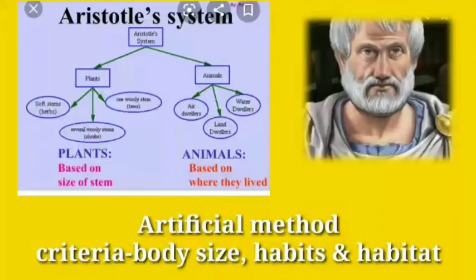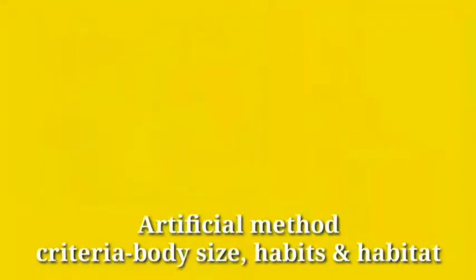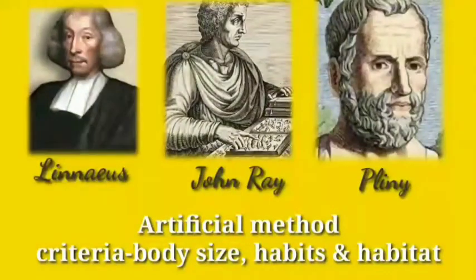Now let's study the history of animal classification. There were various scientists who have contributed towards the animal classification. The first scientist was the Greek philosopher, that is Aristotle. You can see in the picture. His criteria for classifying organisms was body size, habits, and habitat. Now, besides Aristotle, some other scientists have also followed this artificial method of classification. They were the Pliny, John Ray, and Linnaeus.